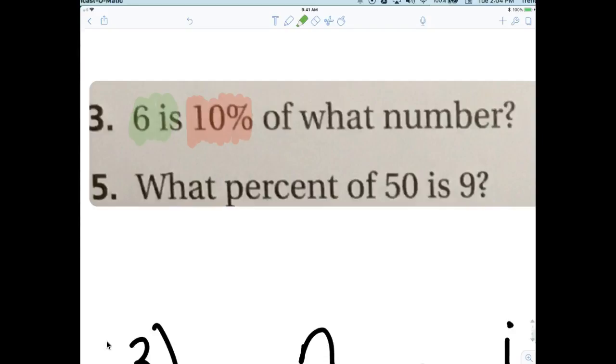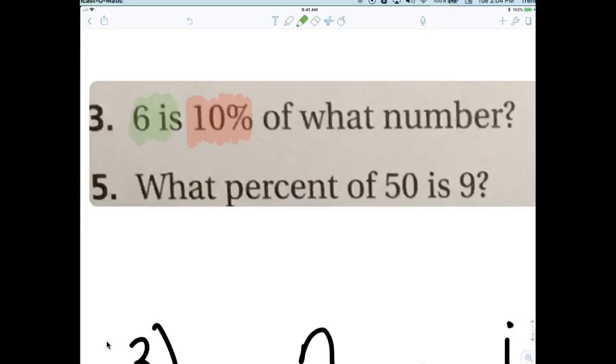Setting it up is over of, percent over 100 is nice because it always gives you the right answer. But I'm also trying to see if you can, everybody needs to pay attention and read. 6 is 10% of what number? So is 6 the part or the whole? It's got to be the part. Do I agree? But 6 is part of what? Is what the question is.